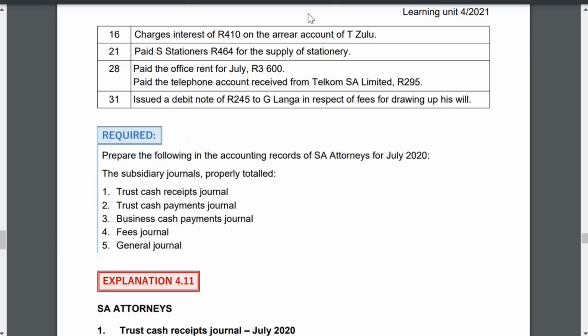charges interest of 410 on the arrear account of T Zulu. Where would you record this?